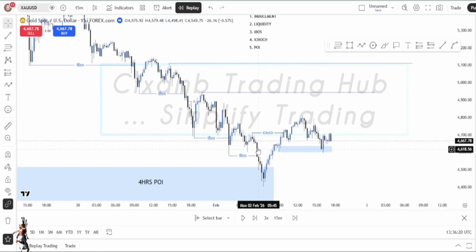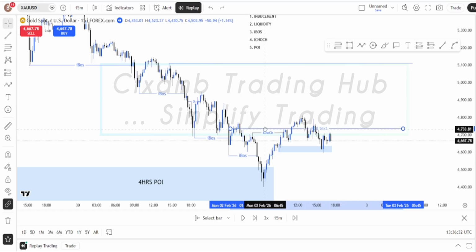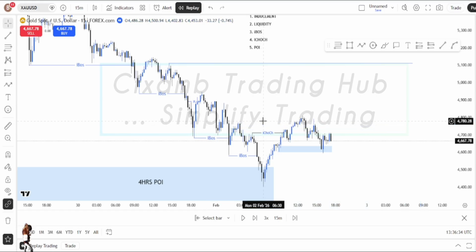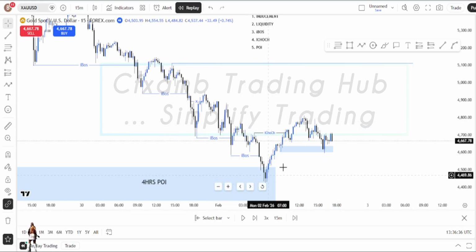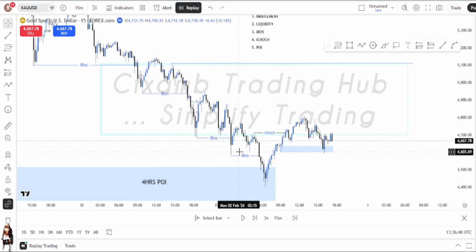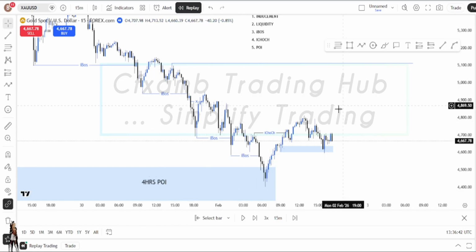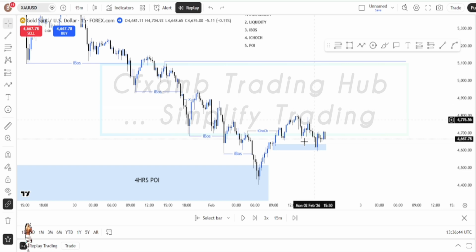And where is the next pullback? We have our next pullback here, but it did not take out this one, so this next pullback becomes our internal change of character. So our internal change of character moves from here to this zone. That is how it works, because the first high from your POI, either your 4-hour POI or 15 minutes POI, is your internal change of character.